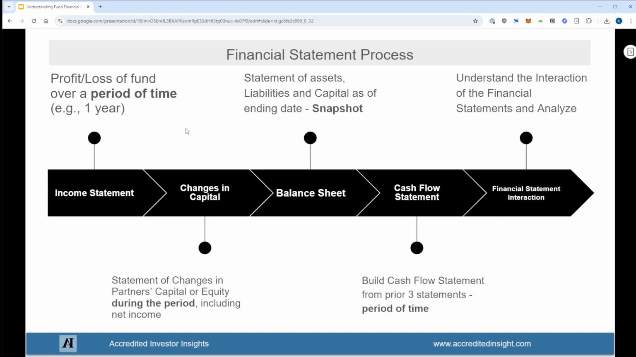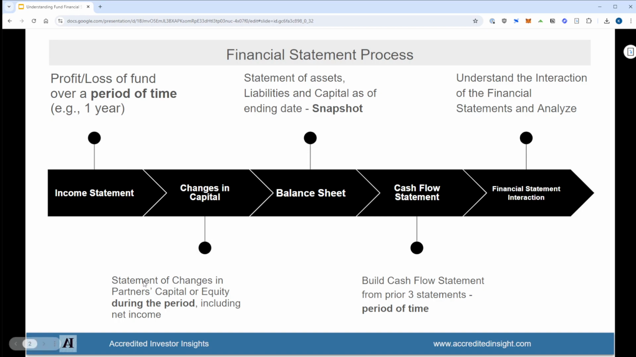First, starting with the income statement, this represents the flow and activity of the fund throughout a given period, for example, a year in this case. And it's a flow statement, right? It covers a period of time. And what we get from this is the net income for the whole period. And with that, from the income statement, we can generate what the changes in capital are for the fund.